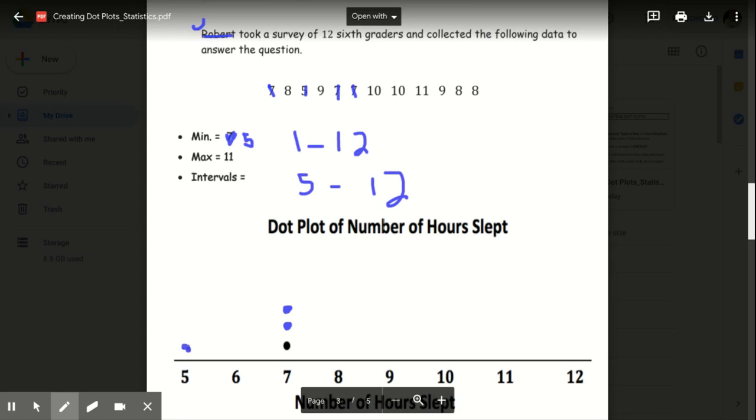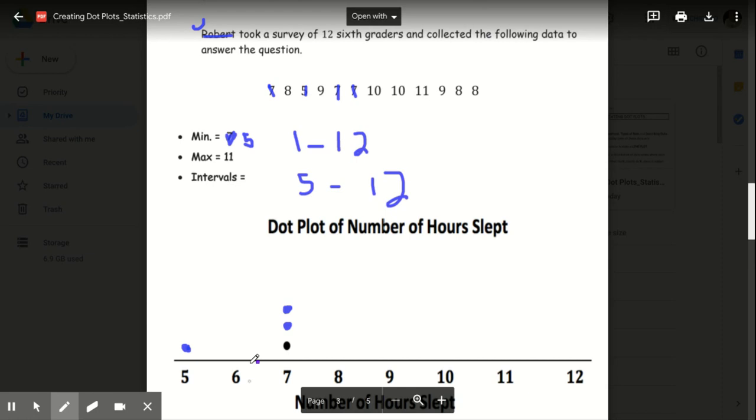Now notice this. The title of my dot plot is the dot plot of numbers of hours slept. My number line is the number of hours slept. So this represents the number of hours that students slept, but how many students is right here on this side. This actually is the number of students over here, even though I don't write it. So I got 1 dot. That means there's 1 student that slept 5 hours.